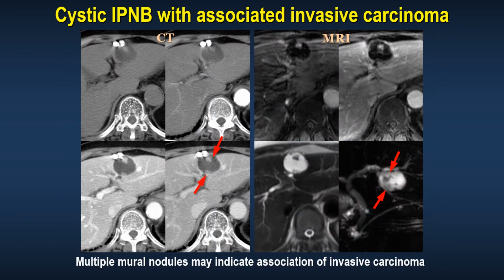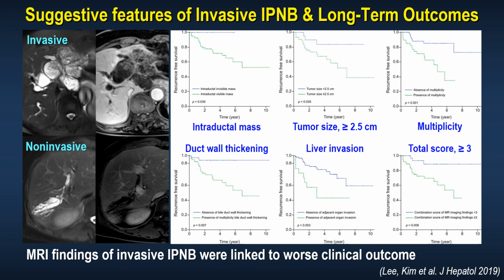This is a case of cystic IPMB with small size but accompanied with invasive carcinoma. Several mural nodules are observed in the mass with wall calcification. Multiple nodules may suggest invasive lesions. According to a study in cases of Severance Hospital and Samsung Seoul Hospital, intraductal mass size of 2.5 cm or more, multiplicity, ductal wall thickening, and periductal invasion suggest an invasive IPMB. These findings also have been shown to help predict post-surgical outcomes.